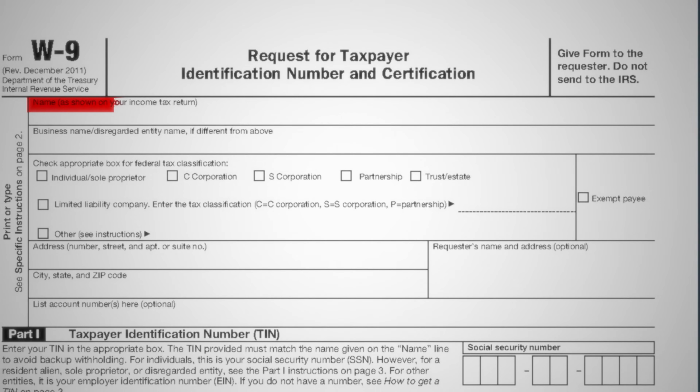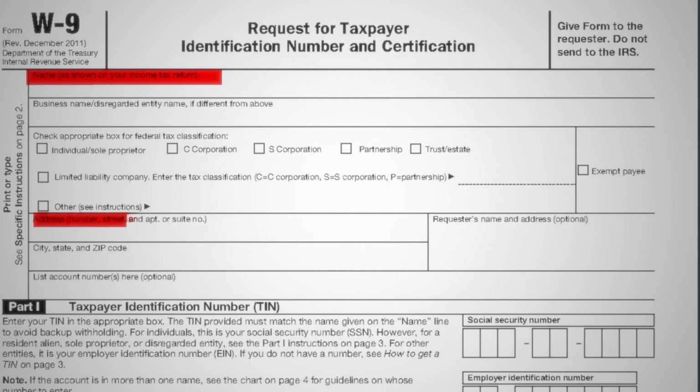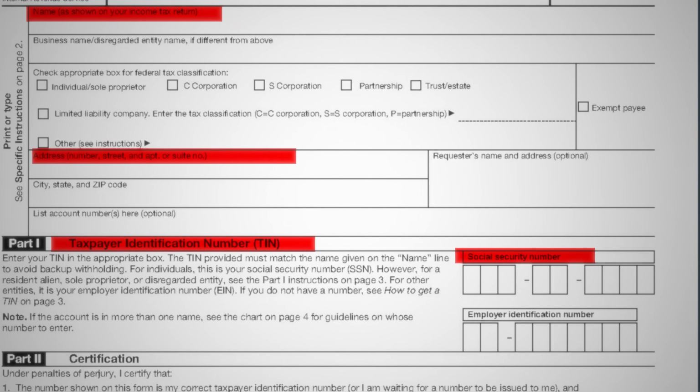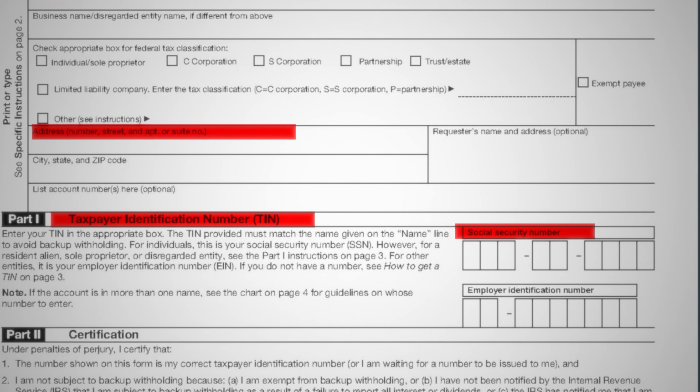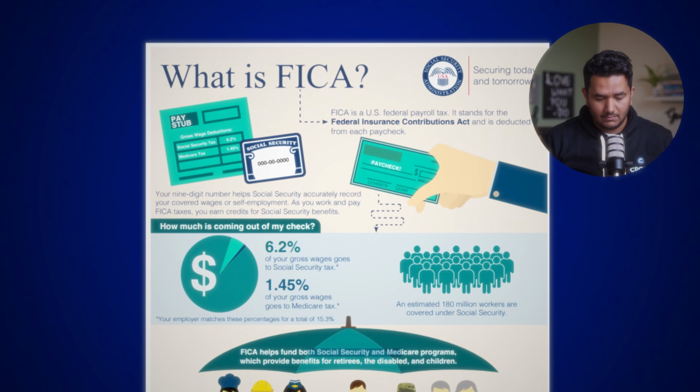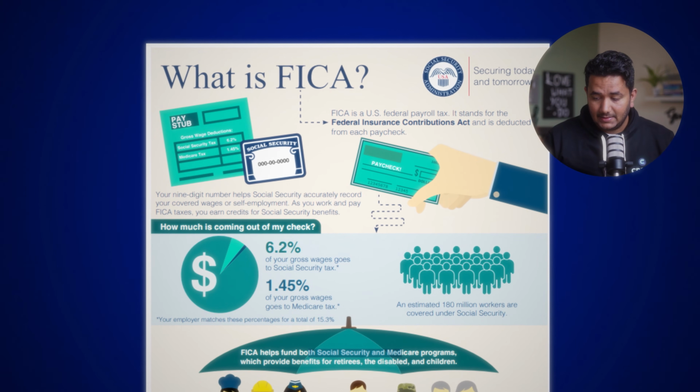The form is extremely simple. You just need to put your first name, last name, address, SSN or ITIN number, or EIN number if you are operating as a business. Very easy form. Now, like I mentioned in the beginning of the video, there is something called FICA exemption. FICA is basically Social Security and Medicare taxes.